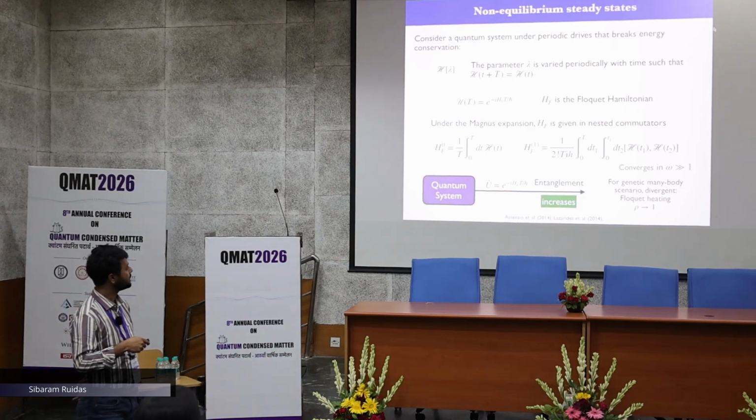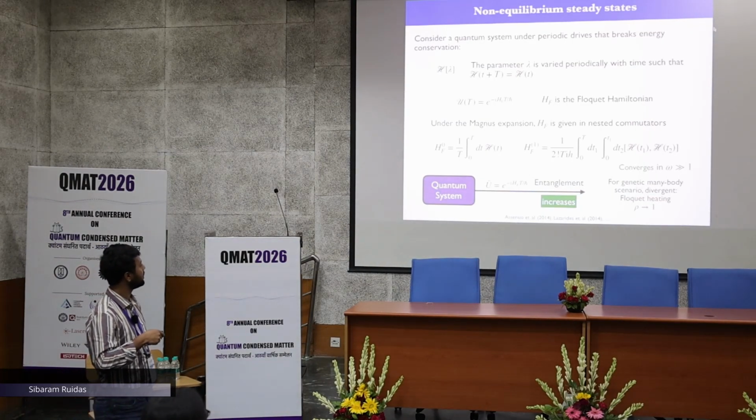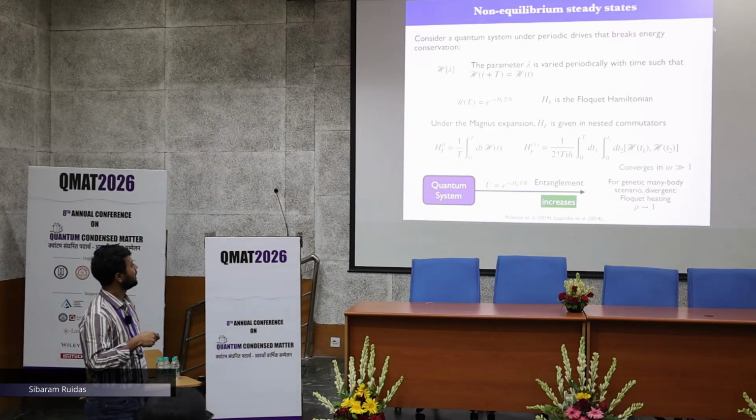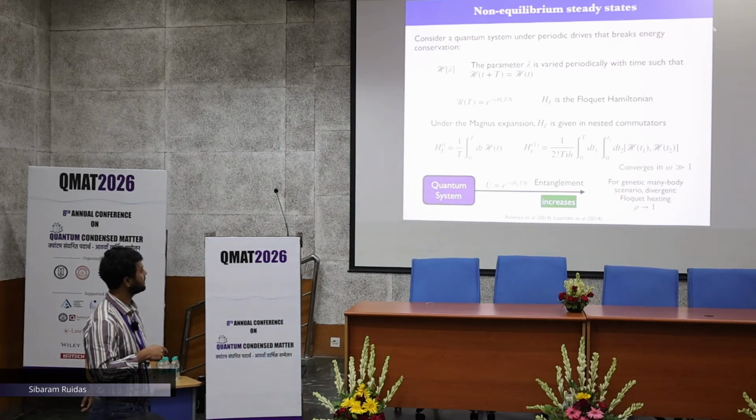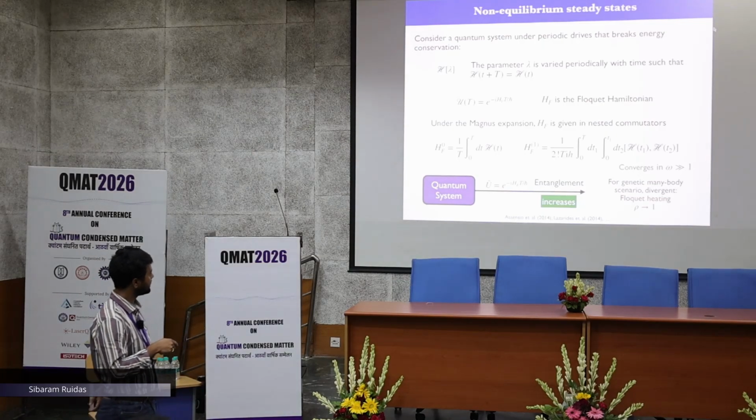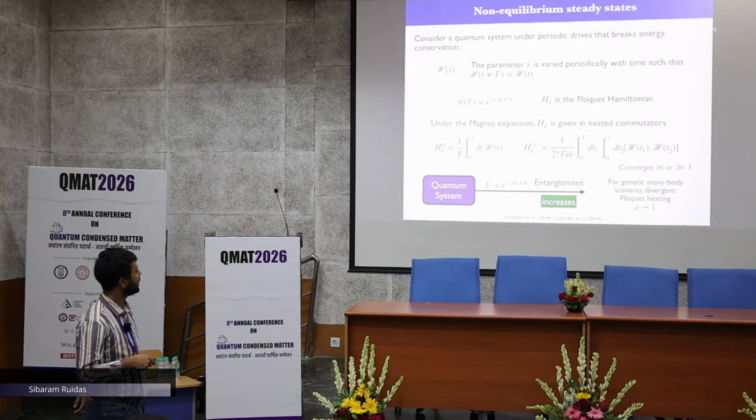But if you drive the system externally and you break energy conservation, then your Hamiltonian with a parameter lambda can be periodically tuned such that the Hamiltonian becomes periodic in time. In that case you can write the time evolution operator in such a form where HF is your Floquet Hamiltonian. HF is a time ordered integral of your Hamiltonian, and it might seem like a very easy, closed form expression, but it's not easy to get this Floquet Hamiltonian.